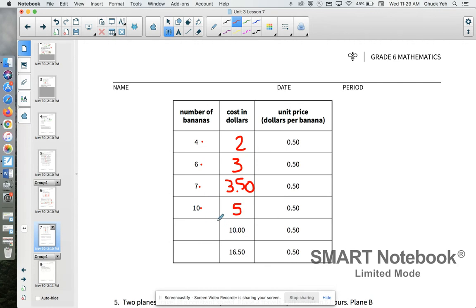Now this one, you would have to do the opposite of multiplication, and that's division. So if it's $10, 10 divided by 0.50, let me do it on my calculator. Give me a second. 10 divided by 0.50, that's 20. So 20 bananas. And then divide 16.50 by 0.50, that's 33 bananas.